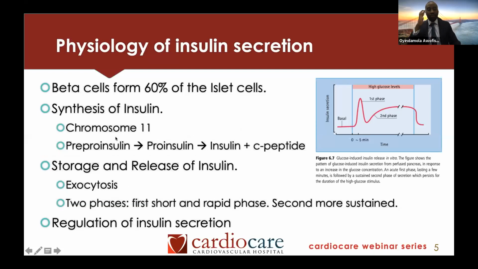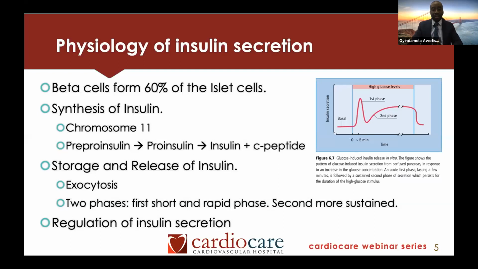We go through a bit of the physiology of insulin secretion because understanding this physiology is key in understanding insulin therapy. We know that when we are treating someone for diabetes, we're trying to restore them from a pathological state to, as much as possible, a physiological state. So it's good to get a bit of physiological background.